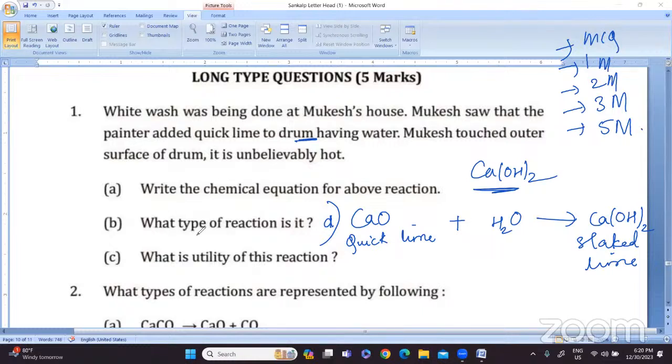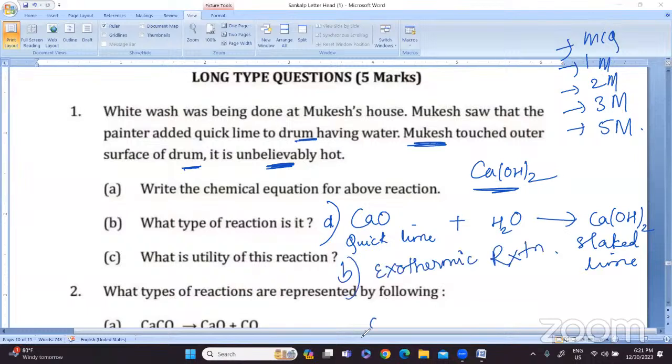You can see that it is extremely hot. What did Mukesh do? Mukesh touched the surface of the drum and observed that it was extremely hot. So it is an exothermic reaction.